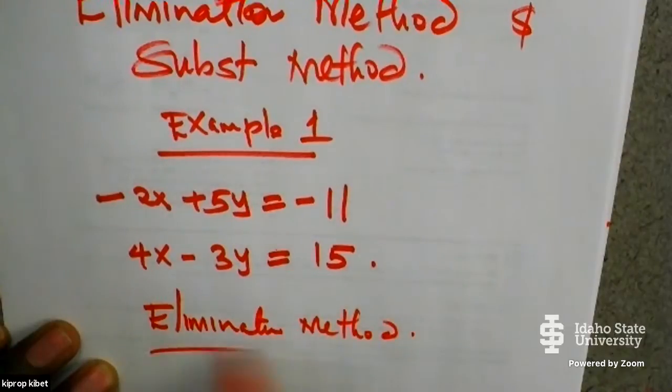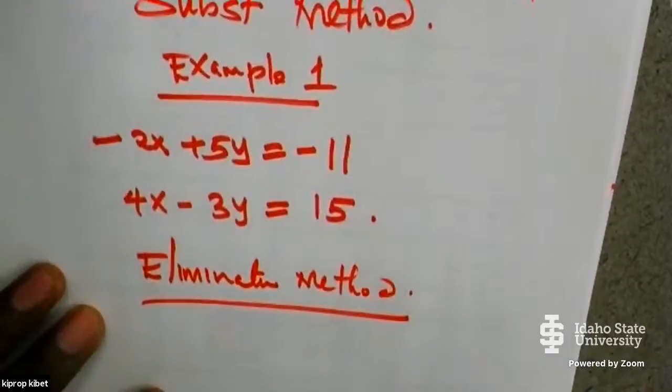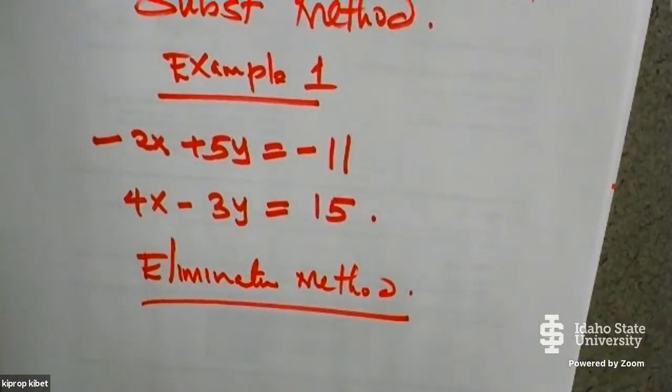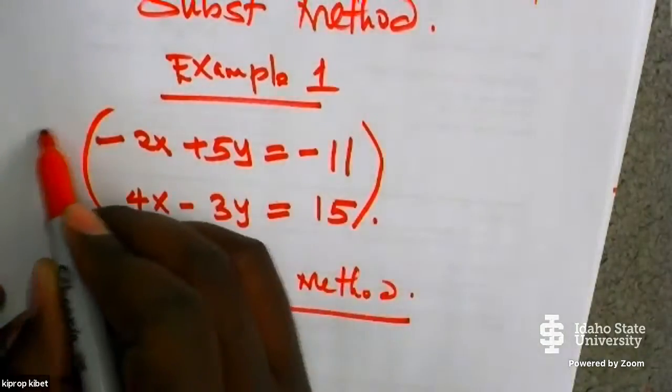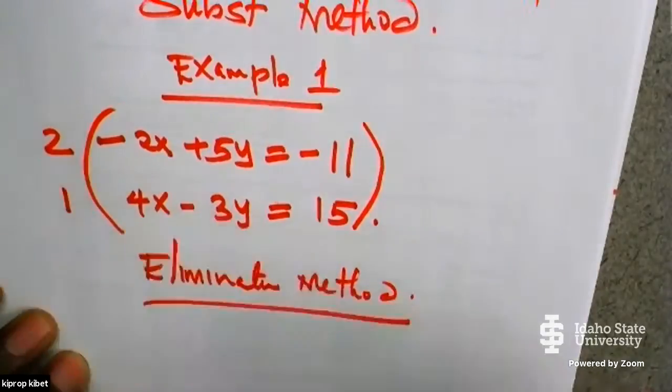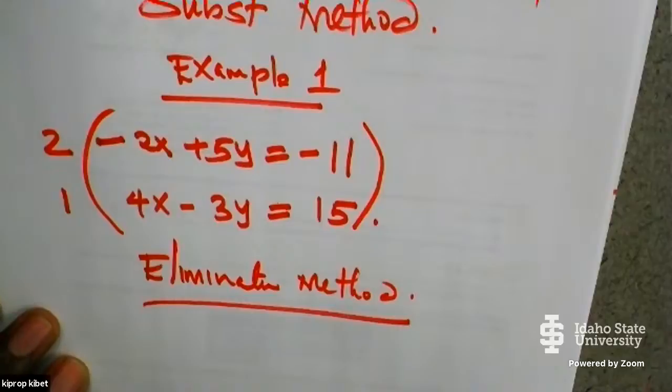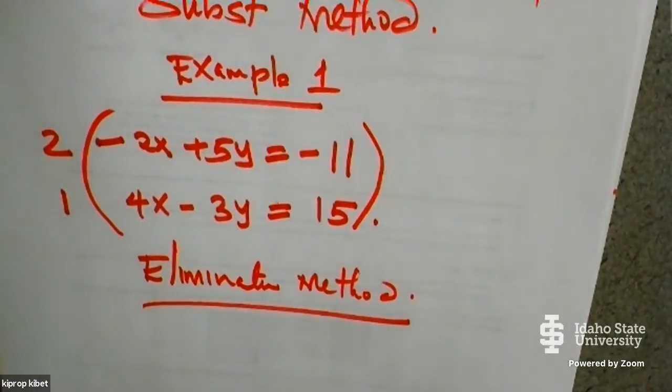So this is where we eliminate one variable. So we try and eliminate one variable. To eliminate one of the variables here, we multiply this by 2, and then we multiply that one by 1. Okay. So make sure you multiply everywhere by 2. So this one by 2, this by 2, by 2.